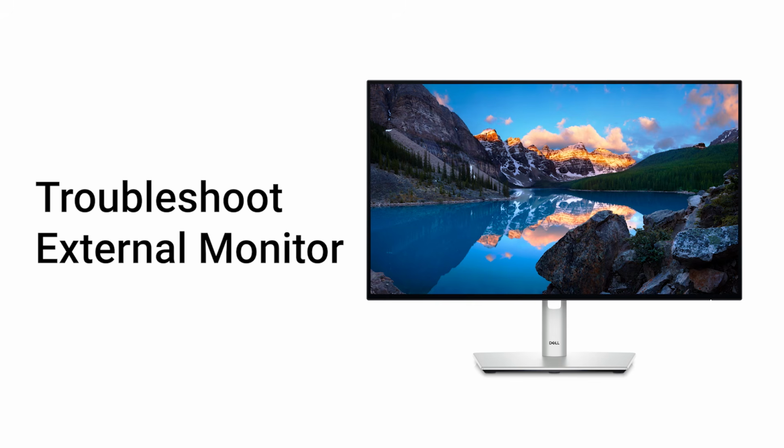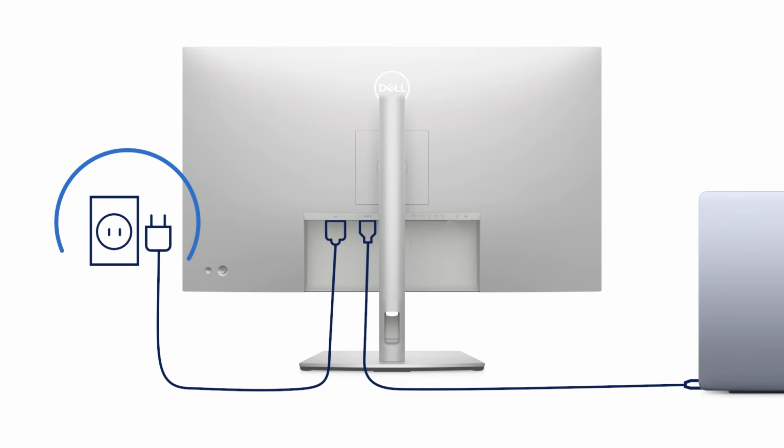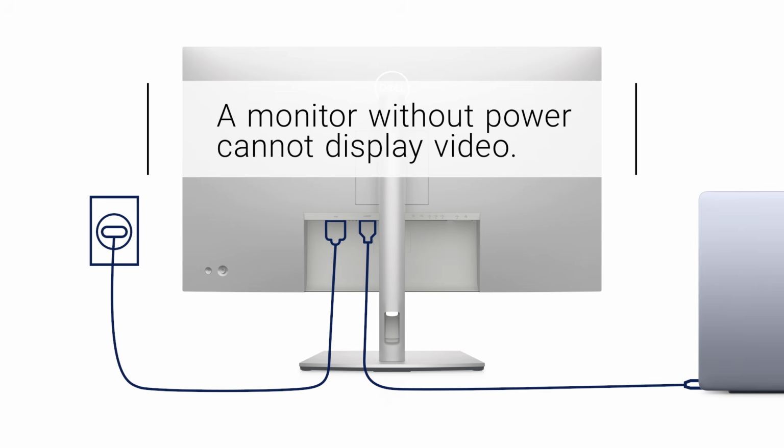In this Dell Support video, we'll walk you through how to troubleshoot no video on your external monitor. Let's start with the most common cause of display issues, loose or incorrect connections. Make sure the monitor power cable is securely plugged into both the wall outlet and the monitor. A monitor without power cannot display video.